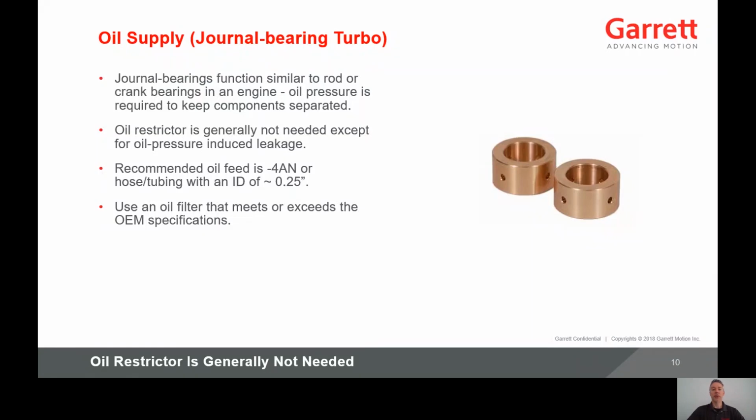The oil supply depends on the bearing system in the turbocharger. There are 2 types, journal bearing and ball bearing. Journal bearings function similar to rod or crank bearings in an engine, where oil pressure is required to keep the metal components separated. In general, an oil restrictor is not needed for a journal bearing turbo, except for oil pressure-induced leakage. The recommended oil feed line is a -4 AN or hose or tube with an ID of 1/4 inch. You should always use an oil filter that meets or exceeds the OEM specifications.